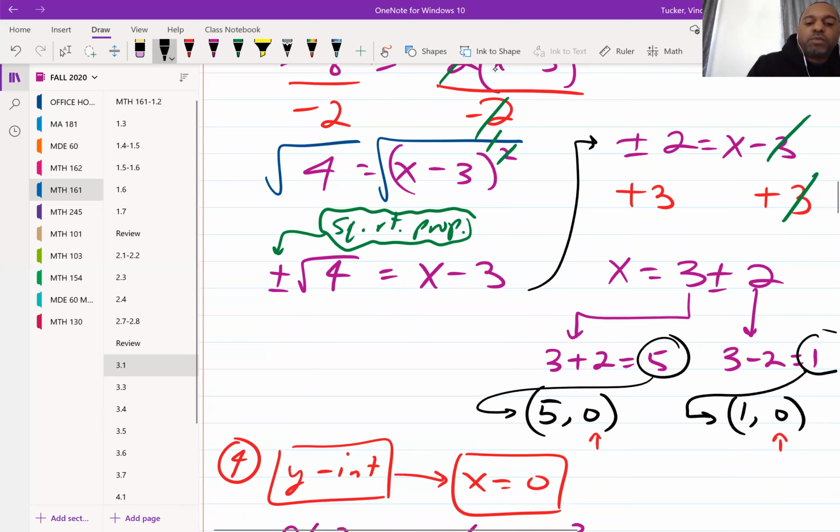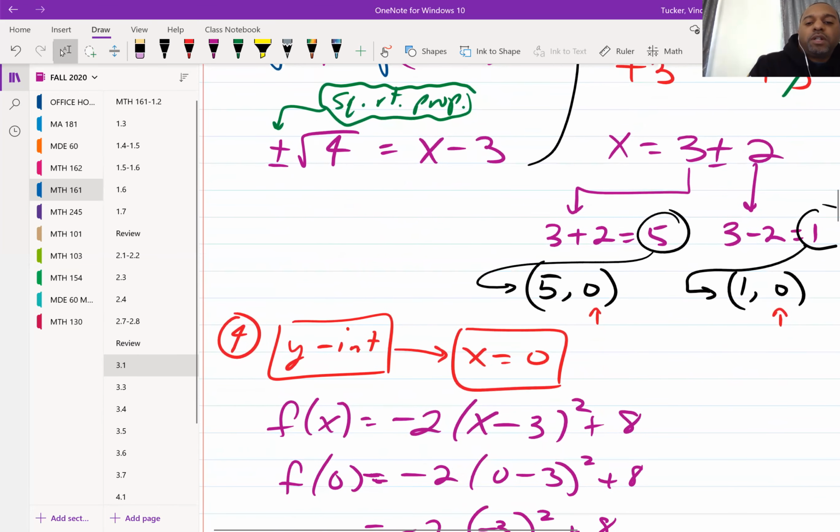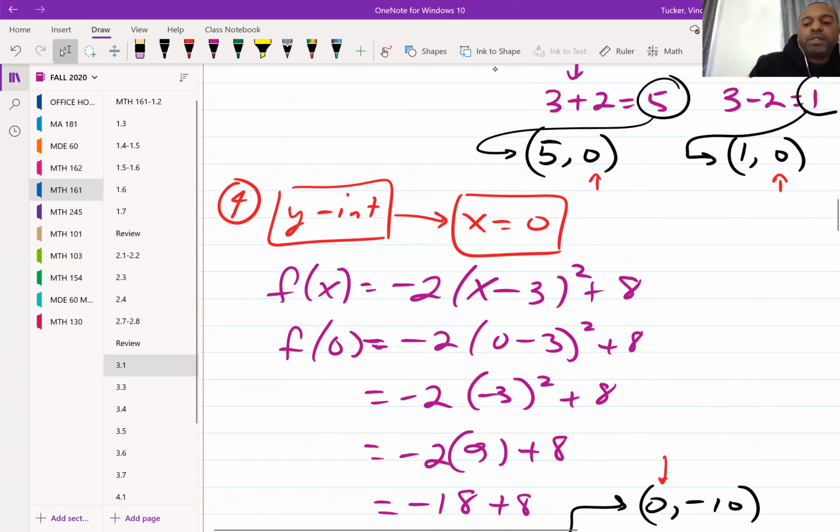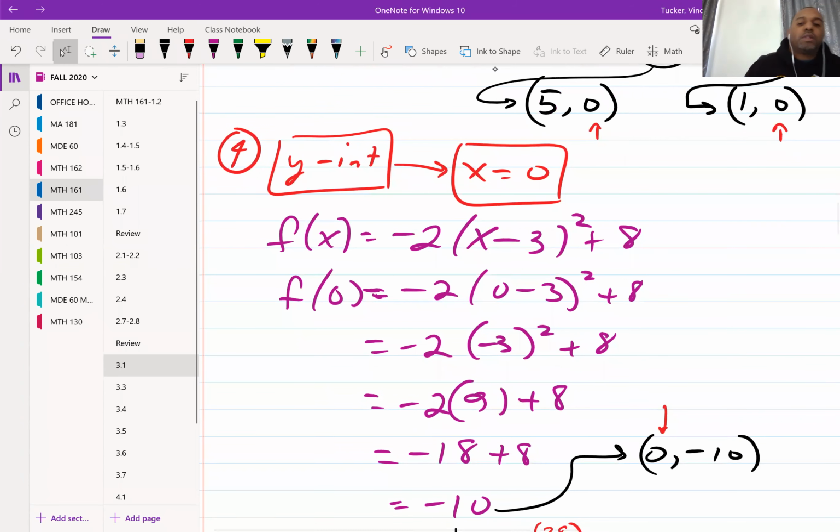All right, so next one we want to find a y-intercept. And to find the y-intercept, you let x be equal to 0. So you plug 0 into your equation for x. So that's negative 2 times 0 minus 3 squared plus 9, plus 8, excuse me. Then negative 3 squared is 9. Negative 2 times 9 is negative 18. Negative 18 plus 8 is negative 10. So that would be your ordered pair, 0, negative 10.